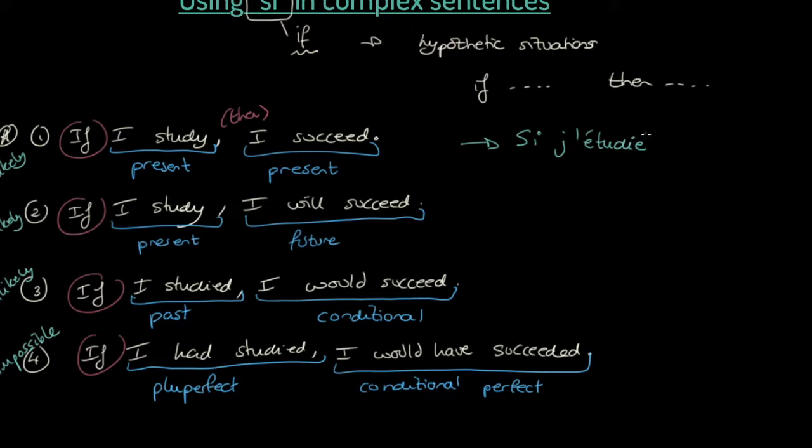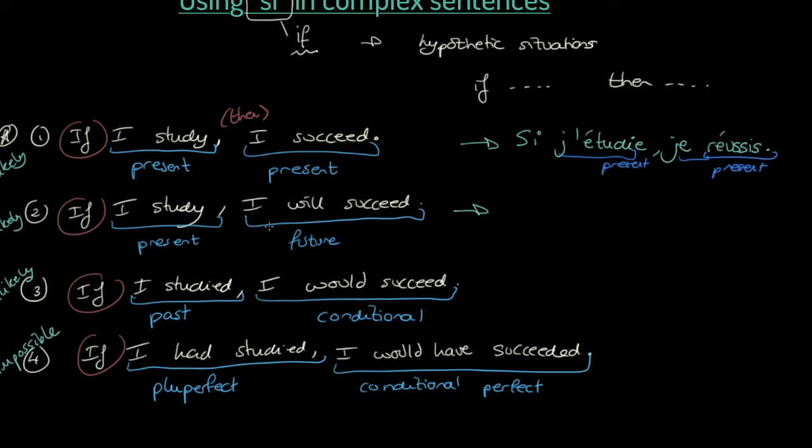Si j'étudie, I succeed. Well, to succeed is réussir. So I want réussir in the present, in the I form: je réussis. So we've got j'étudie, present. Je réussis, present. Just the same as English. Si j'étudie, je réussis. Okay, pretty likely scenario there.